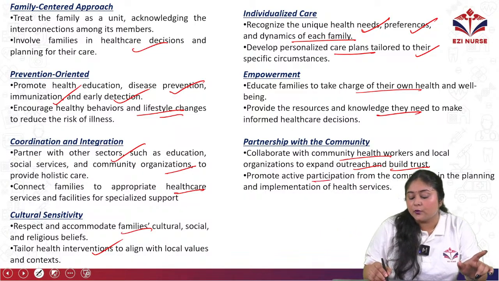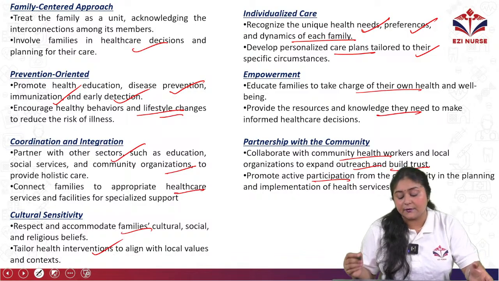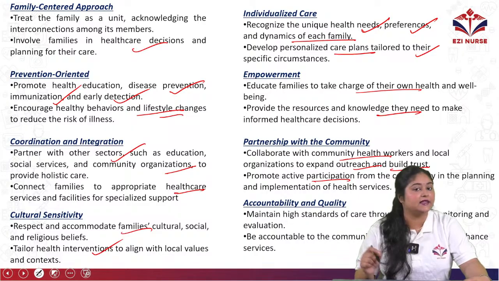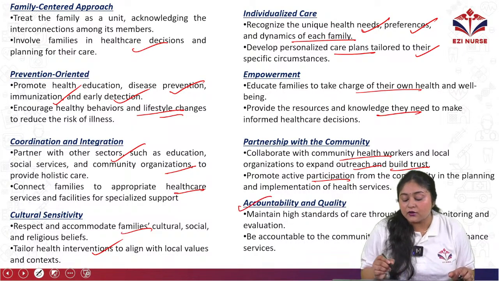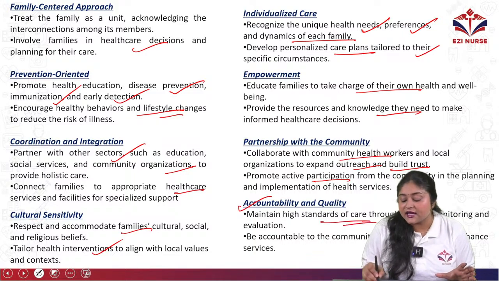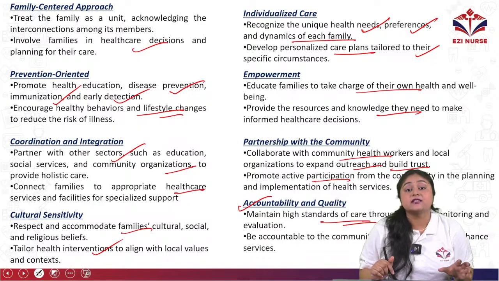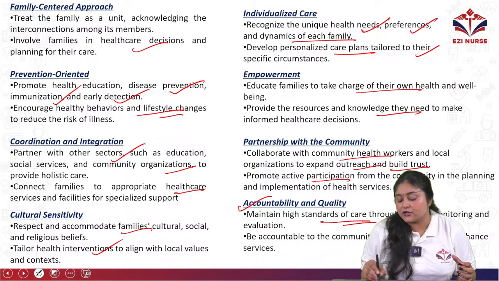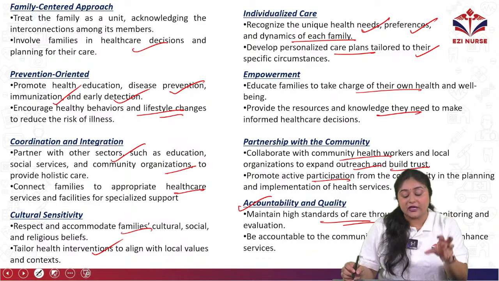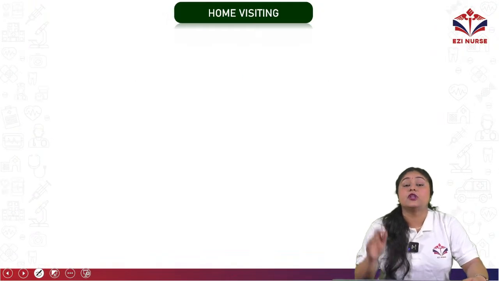Next, we have to promote active participation from the community in planning and implementing health services or the healthcare plan. Next one is accountability and quality. We have to maintain high standards of care through regular monitoring and evaluation, as well as be very accountable to the community, and we have to use the feedback for enhancing the services.